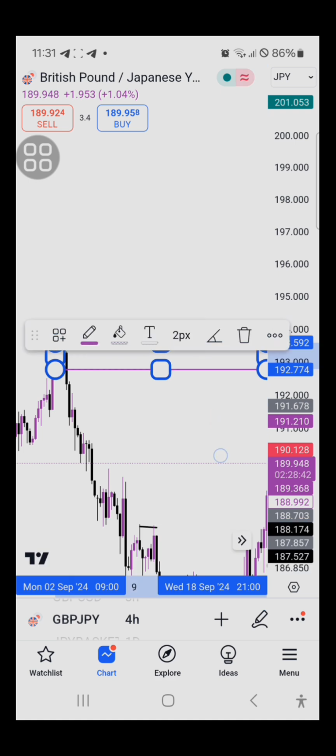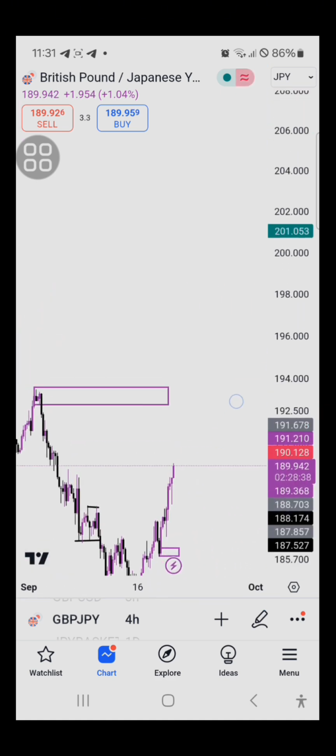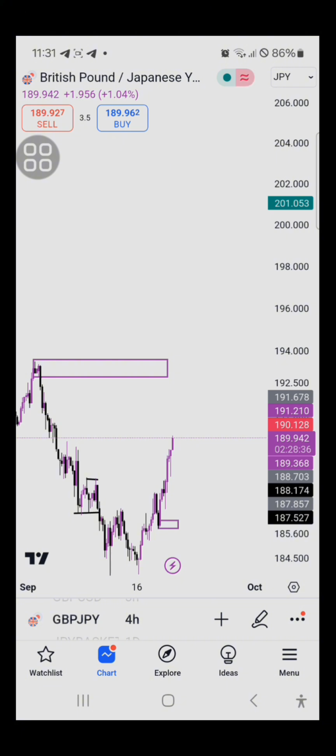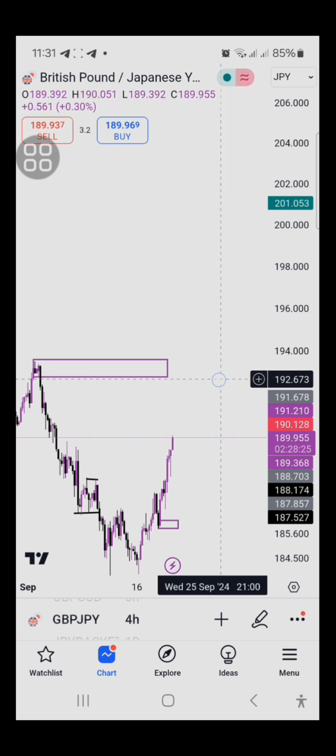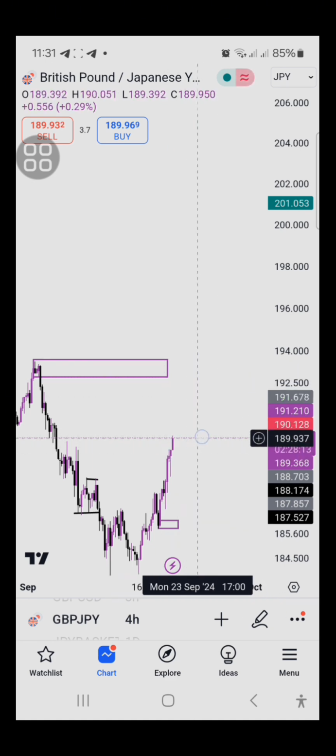and sell. Okay, so like I said, if you are using a sell limit, it means that wherever you are placing your sell limit, that price is above the current market price. So here my entry is 192.720, right? And you can see where price is. So price is still somewhere here.